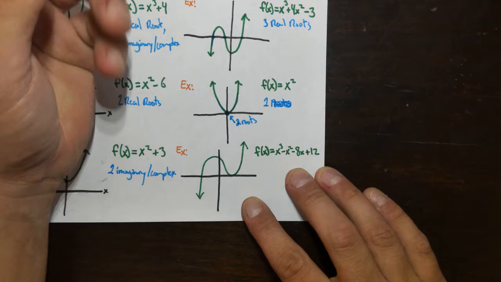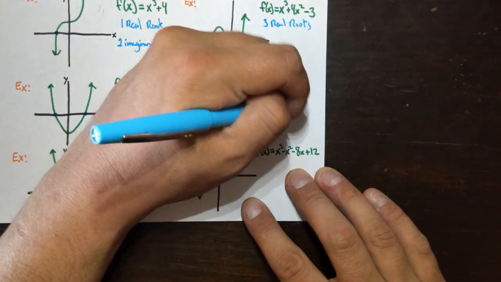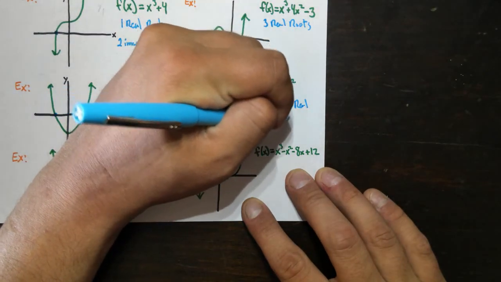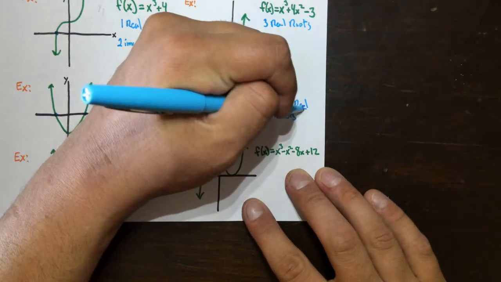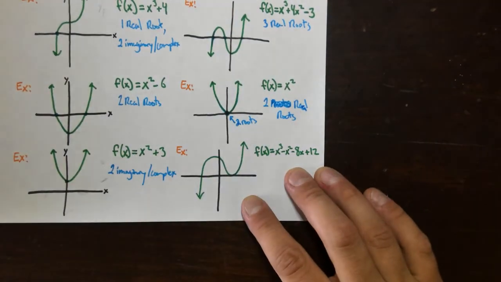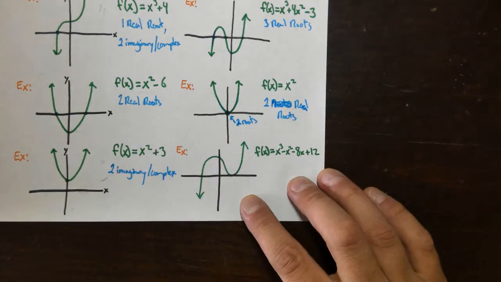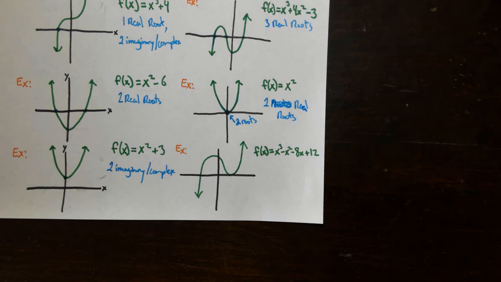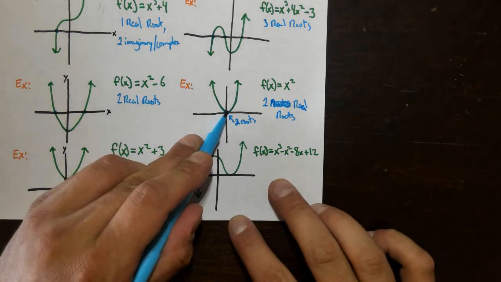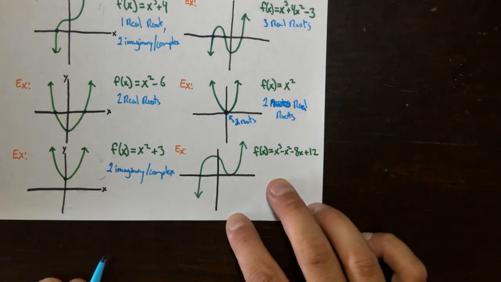So, what did I do here? 2 real roots. As if that's legible anyway. Sorry about that. Okay, it's 2 real roots. Yeah. So whenever it bounces, there are 2 roots right at that spot.